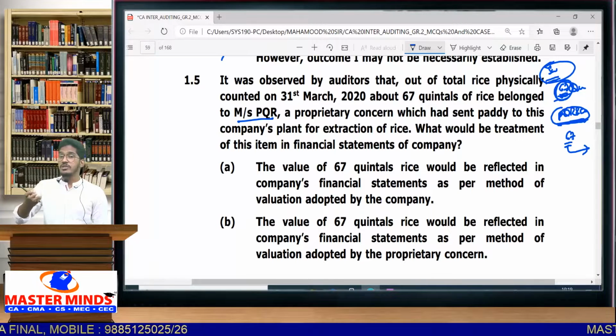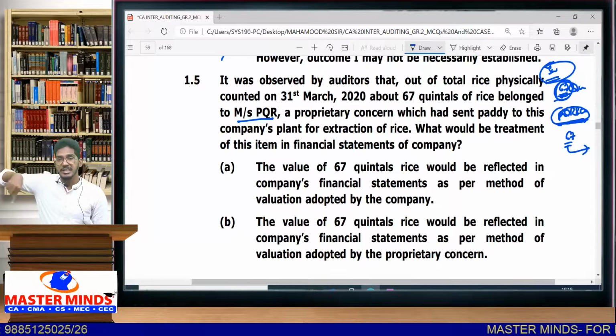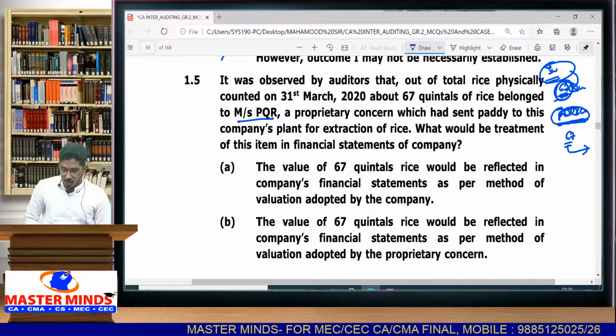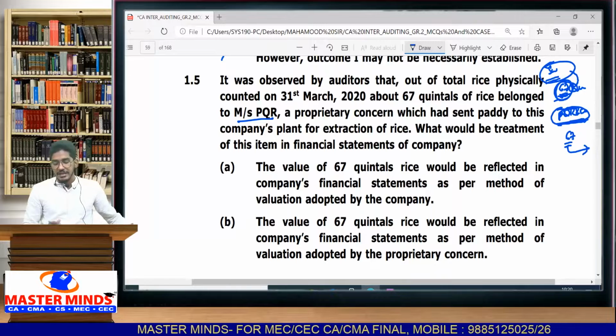Because it is a stock which has been received on job work basis. After work is completed, that stock should be returned to the proprietary concern it belongs to. So the owner is PQR and Co, but they are in the possession of Sweet Aroma for job work, your client. Now what should happen? What would be the treatment of these items in the financial statements?